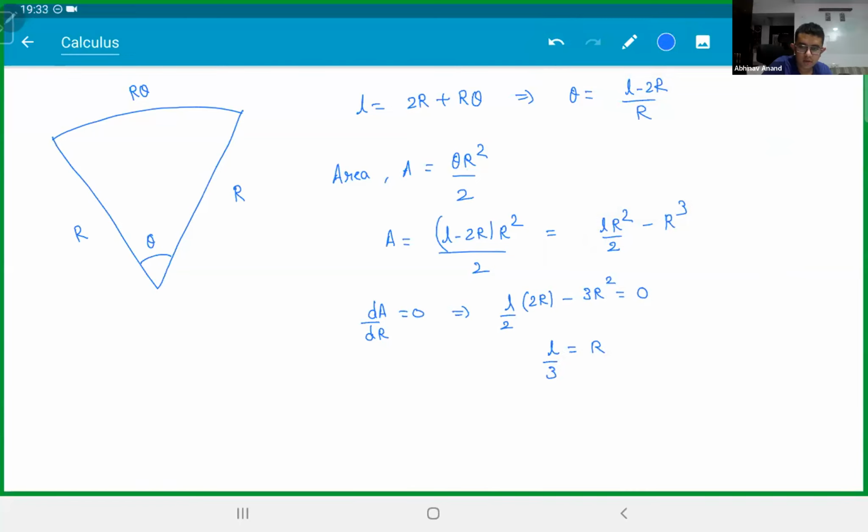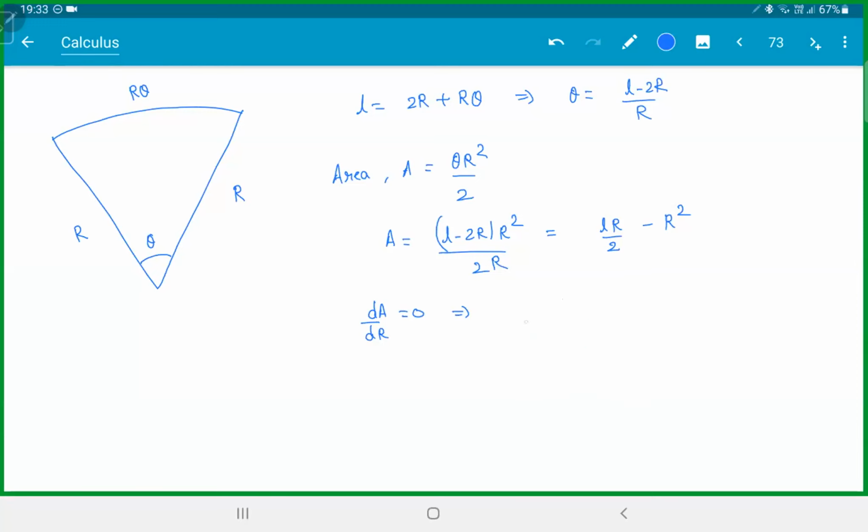Then theta, L minus 2R. There's one more R here, right? I goofed up. There's an R in the denominator. So this would be L by 2 minus 2R is equal to 0. So we get R is equal to L by 4. You're done. So what is the area?